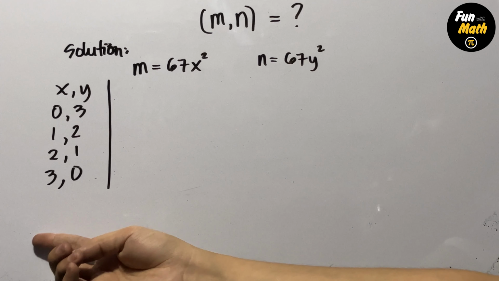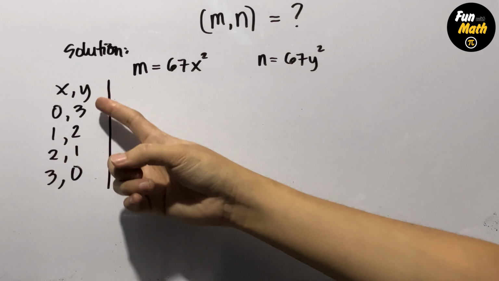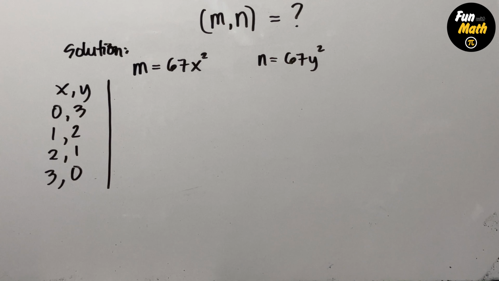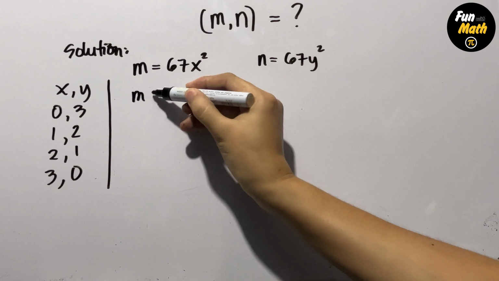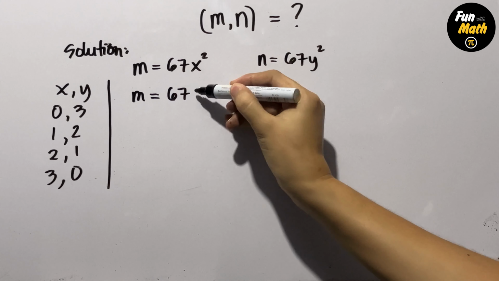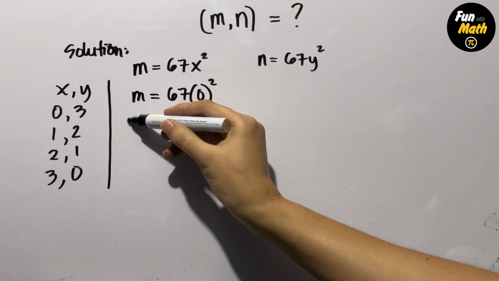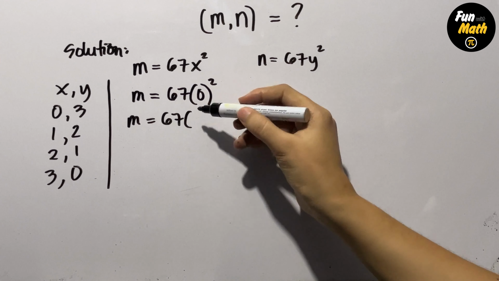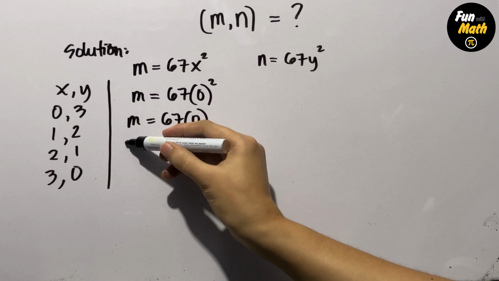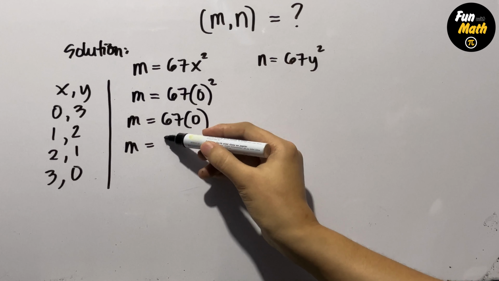Look at this. This side has the values of x, and this side are the values of y. Now let's begin with 0 and 3. So this is m is equal to 67 times 0 squared, and 0 squared is 0. Now m is equal to 67 times 0, that is 0.